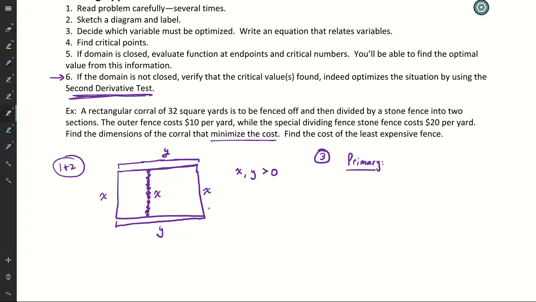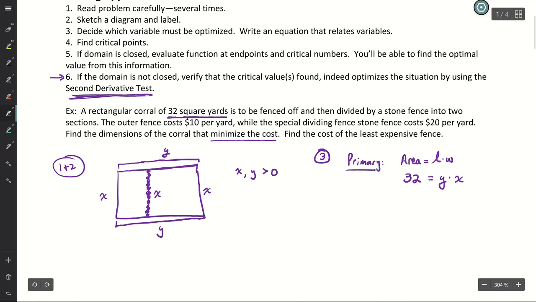In the problem, they gave us that the corral is going to be 32 square yards. So I'm going to use that information and the variables I've been given to create a secondary equation. Think of it this way as area. We know that area is equal to length times width. In this situation, they've given us that the area needs to be 32 square yards. My length, let's say here, is y. My width is x.